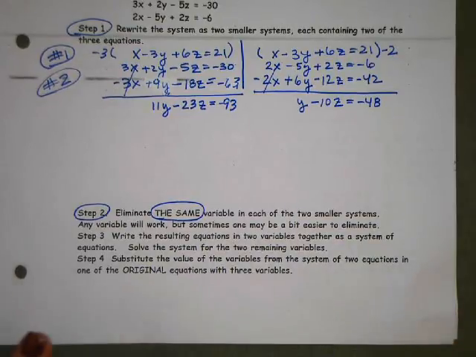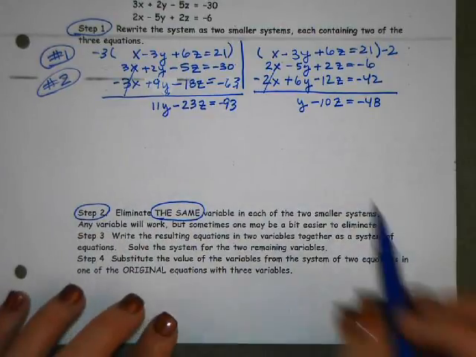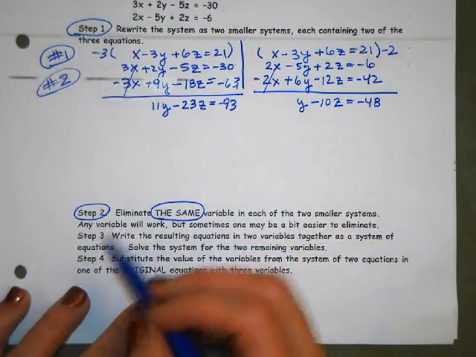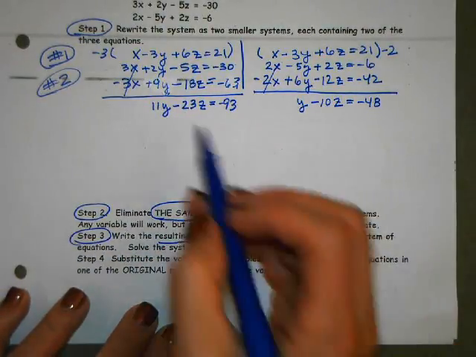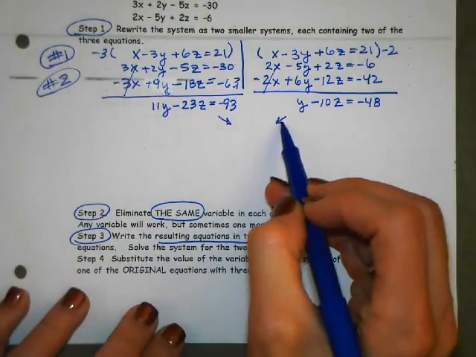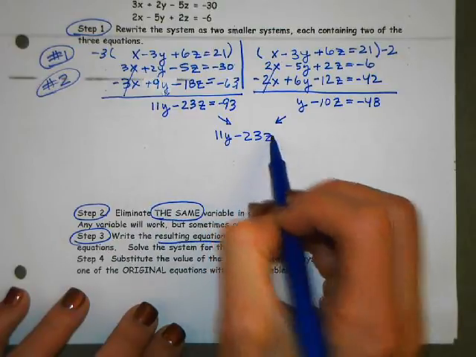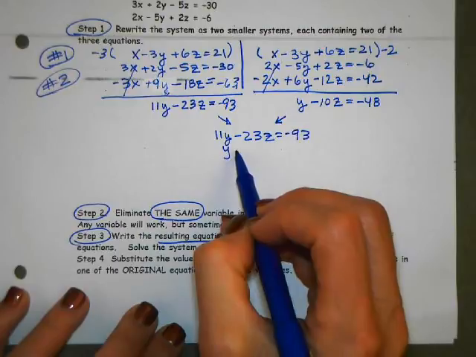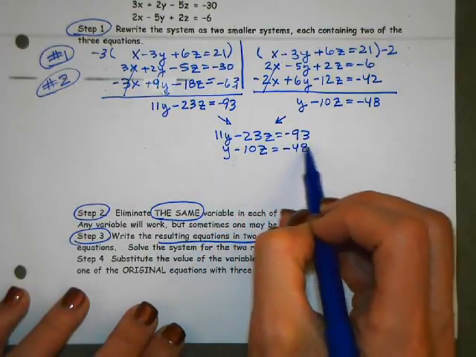So now what we do is we just put the step over, we put these two over each other. Okay? So I'm going to take my 11y, so that's step number 2, is getting it down to 1. Step number 3 then is you rewrite the resulting equations with the two variables together. So now I'm going to put these two together. I'm going to have 11y minus 23z equals negative 93, and then I'll have y minus 10z equals negative 48.